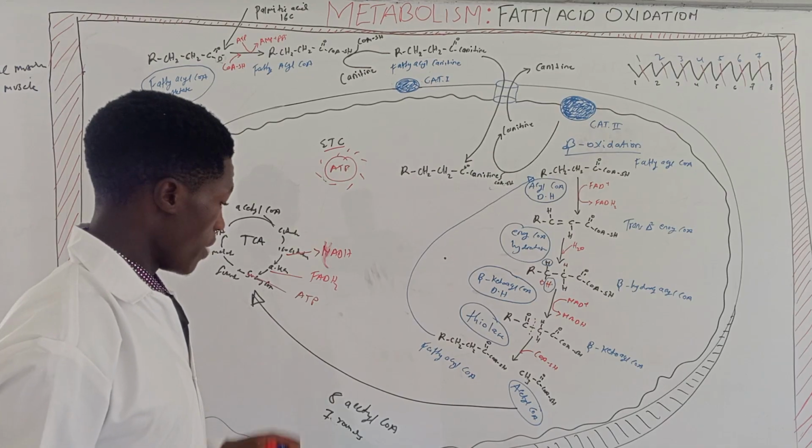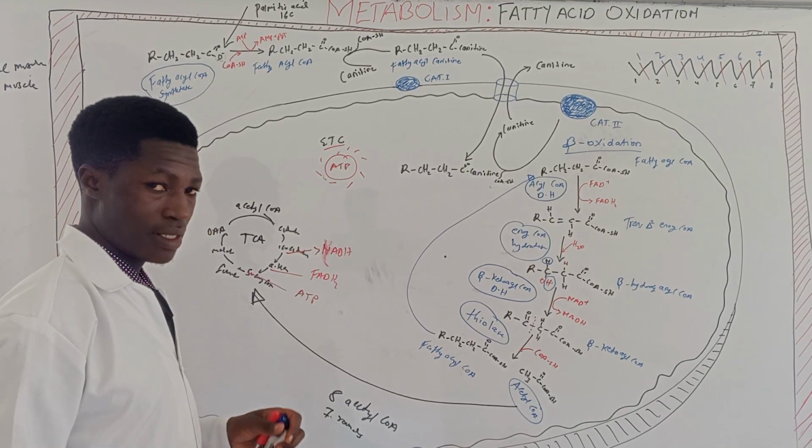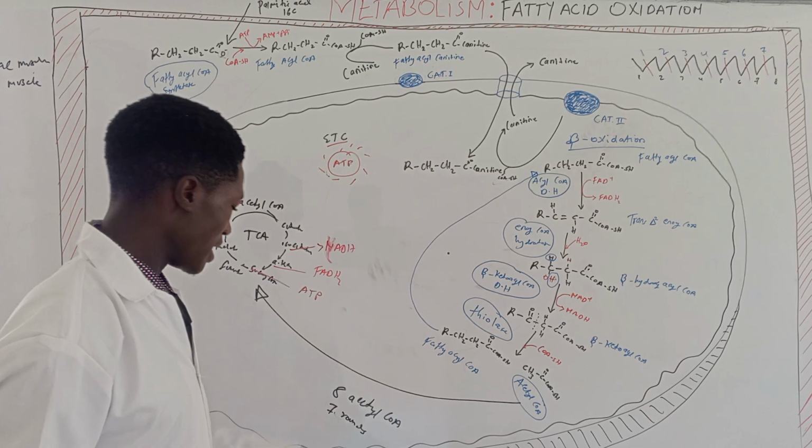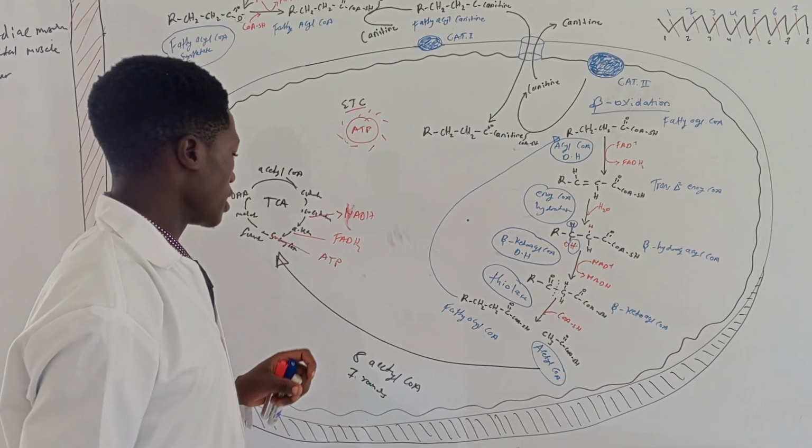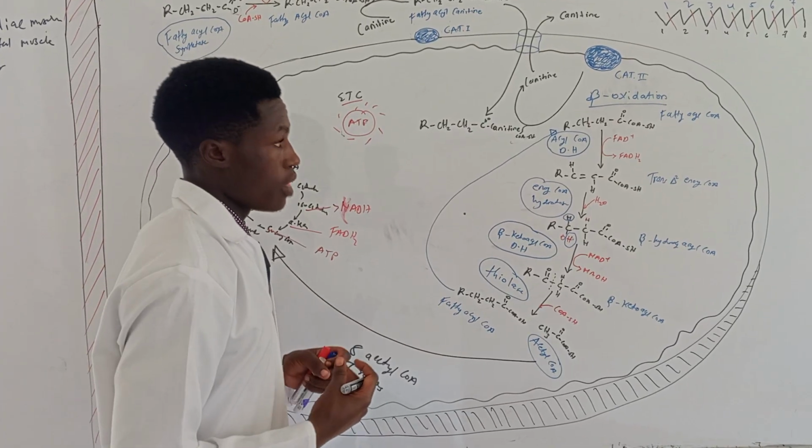So in our next video, we are going to see how to calculate the energy obtained from the 8 acetyl-CoA and the 7 rounds, meaning 7 NADHs and FADHs, so that you can know the exact amount of energy we are going to get.